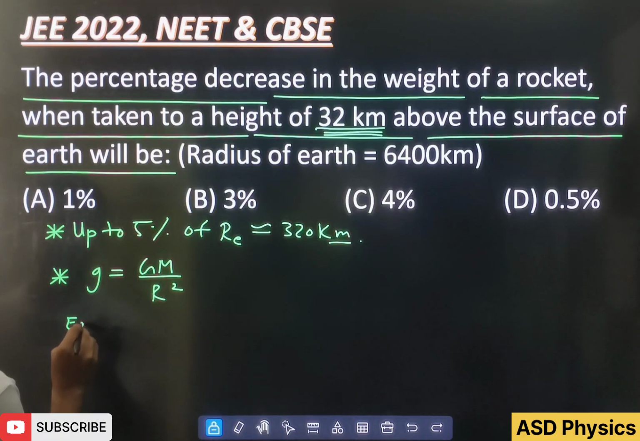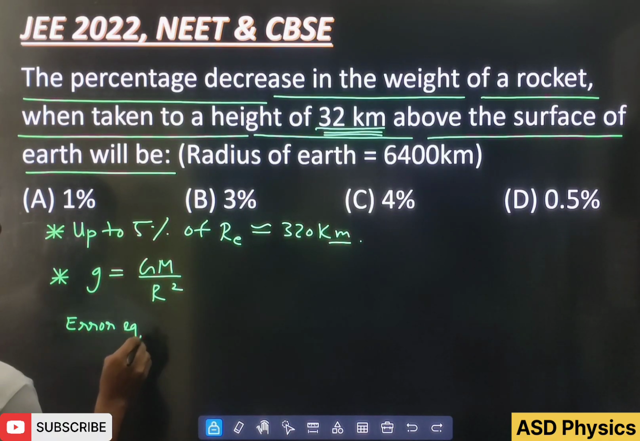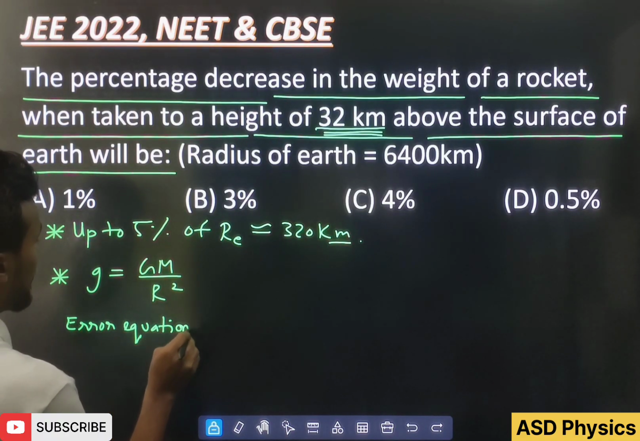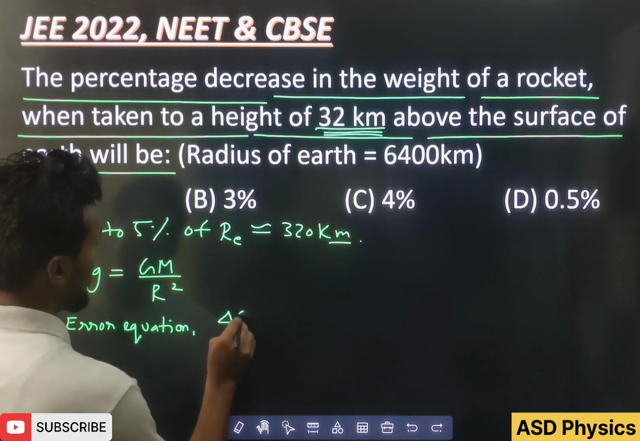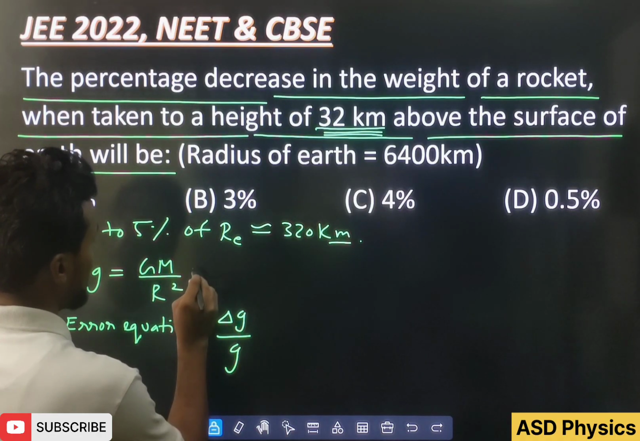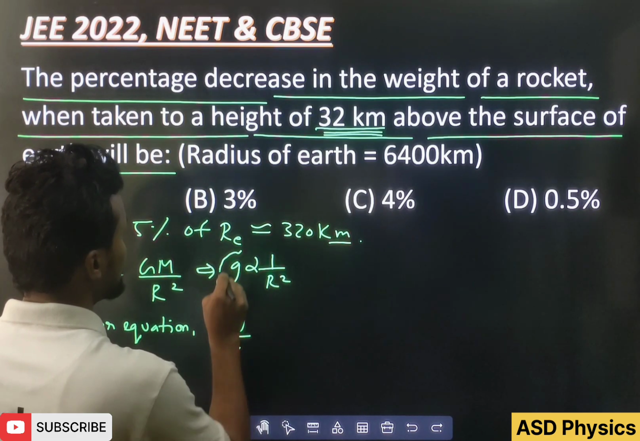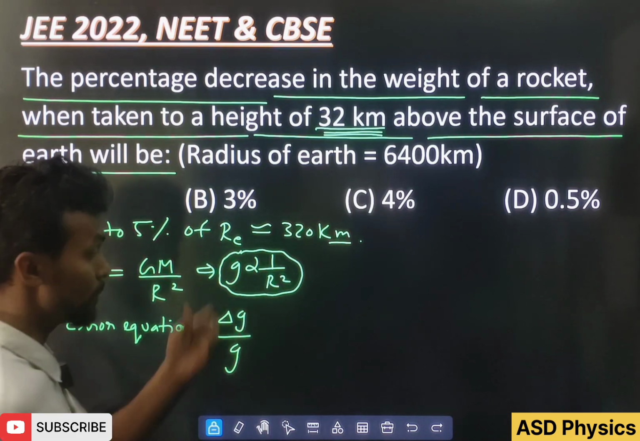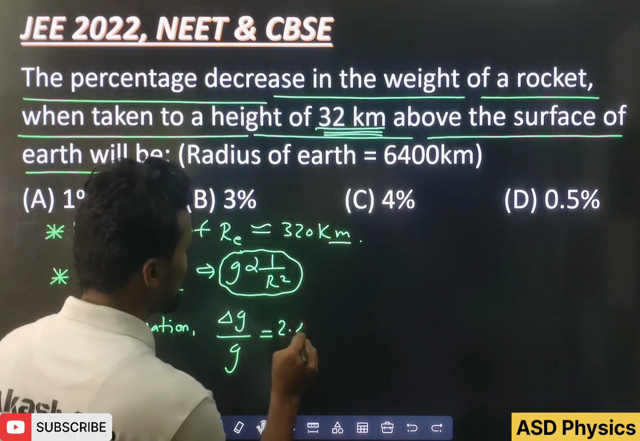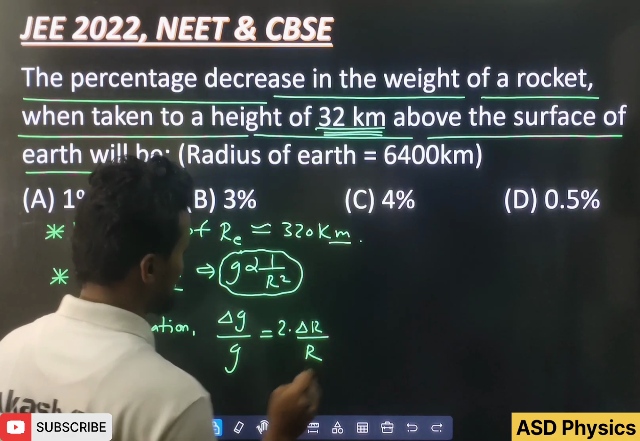After that I will write the error equation for this. So what is the error equation? I can write delta g by g, and here you can see this g is inversely proportional to R square. So from here delta g by g equals 2 times delta R by R.